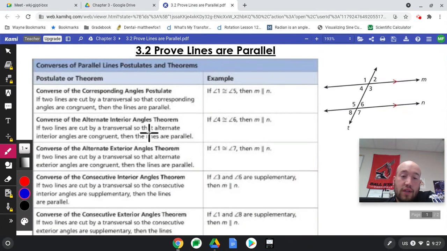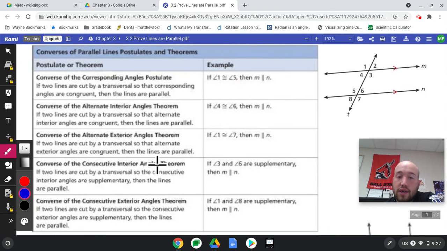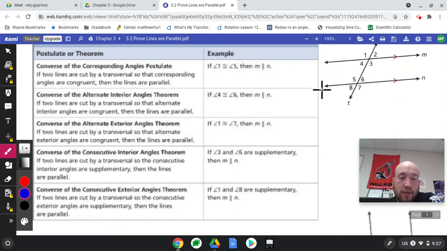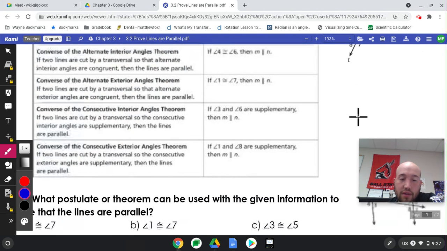Now the converse of alternate interiors is the same idea, except with alternate interior angles 4 and 6. The converse of alternate exterior angles would be 1 and 7 or 2 and 8, and so on. Then the converse of consecutive interior: remember, consecutive interior angles are supplementary, so if 3 and 6 are supplementary, we can determine these lines are parallel. And likewise, consecutive exterior: if 1 and 8 are supplementary, then the lines are parallel.